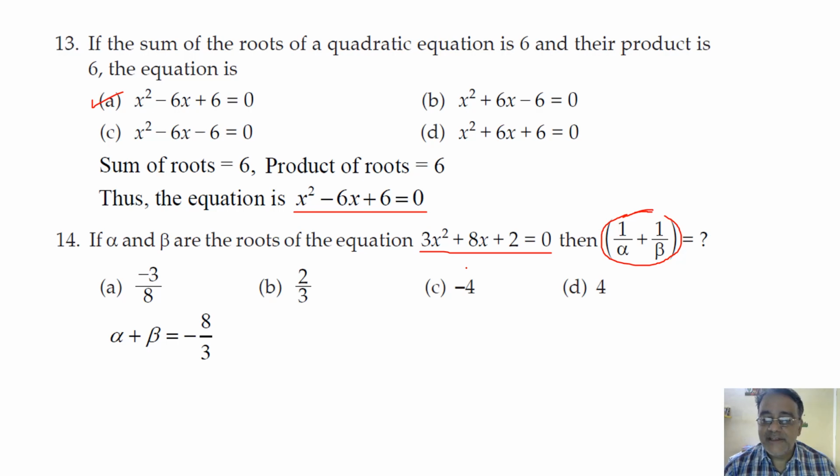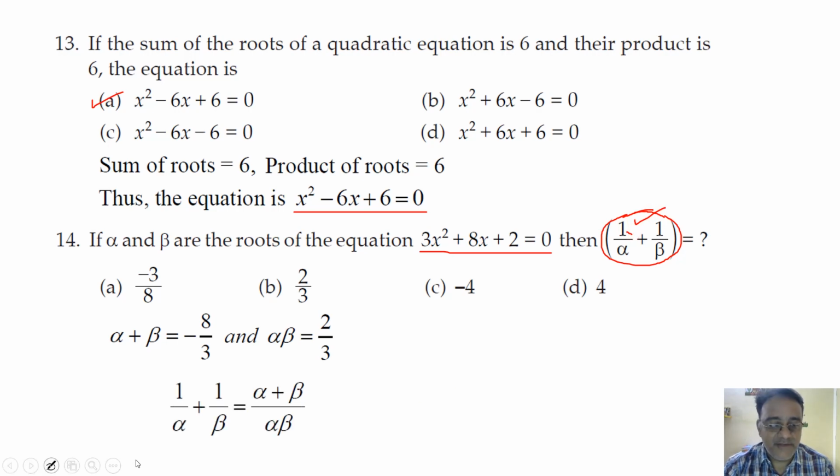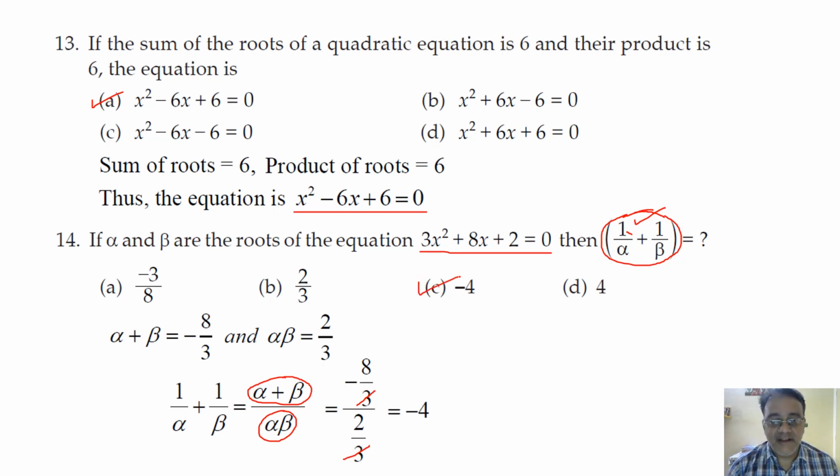And what is alpha into beta? 2 by 3. Yes. C by a होता है, that is 2 by 3. Right. Now we are going to take LCM, this one. So we are getting alpha plus beta upon alpha beta. Now we'll substitute the value of alpha plus beta, that is minus 8 by 3, alpha into beta, that is 2 by 3. So यहाँ पे 3 cancel होगा and we are getting minus 8 by 2, minus 4. Very good. So the correct option is Option C. Right. So now we are moving toward question number 15.